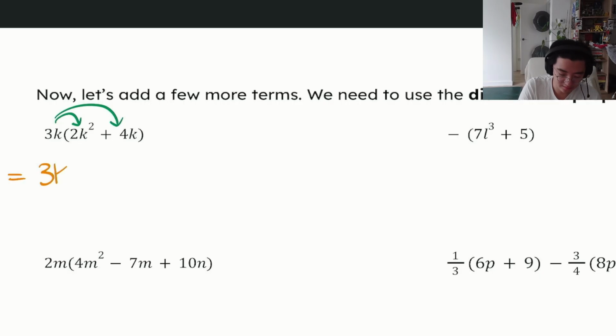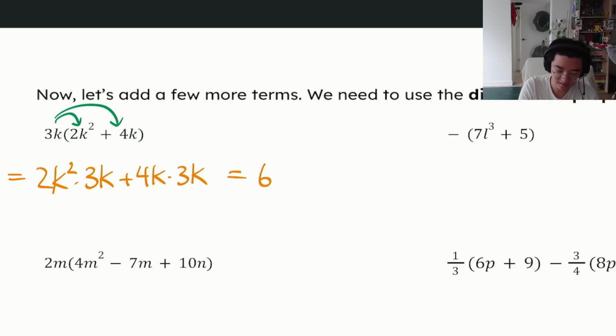Okay, so we got 3k times 2k squared. Actually, again, I'll write it backwards so it's a bit more clear. So we have 2k squared times 3k, and then we got plus 4k times 3k. And then we just do business as usual. The first term here, 2 times 3 is 6. K squared times k cubed. Plus sign here. 4 times 3 is 12. And then it was k squared, because k times k.